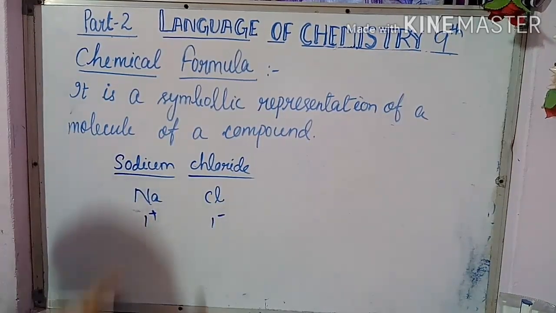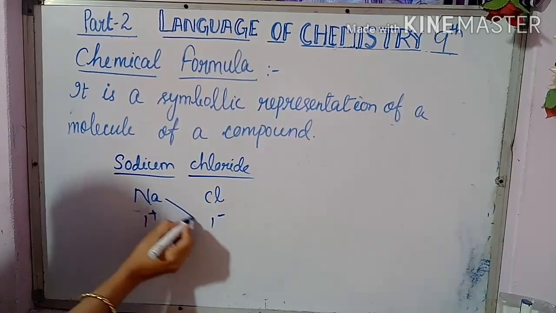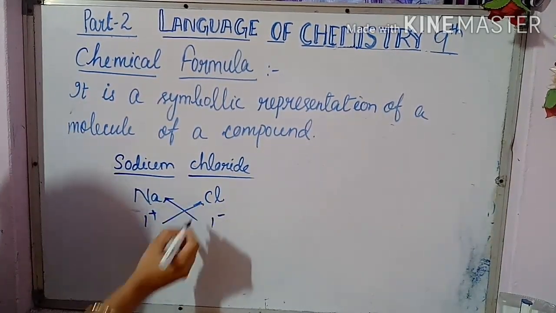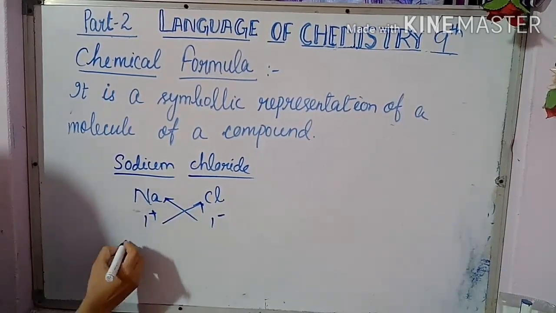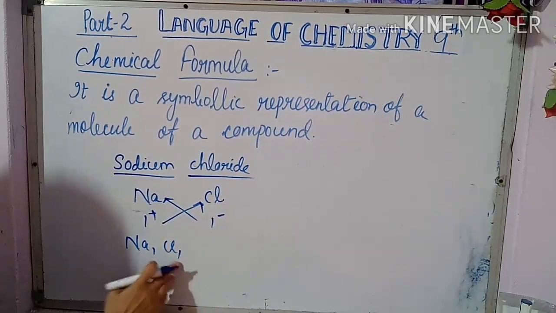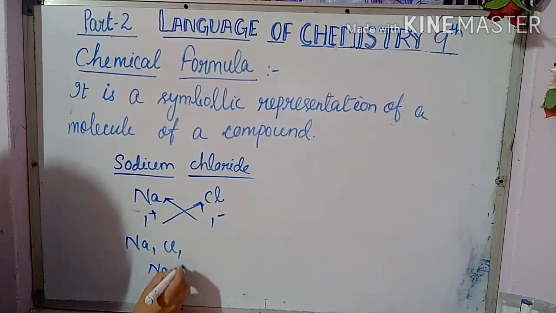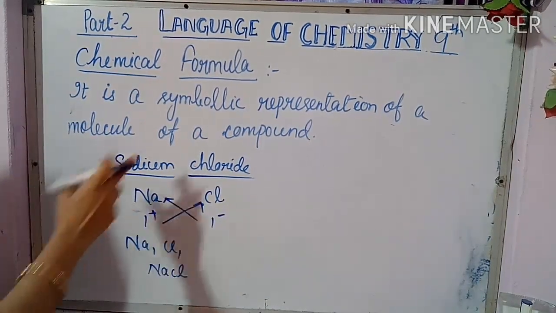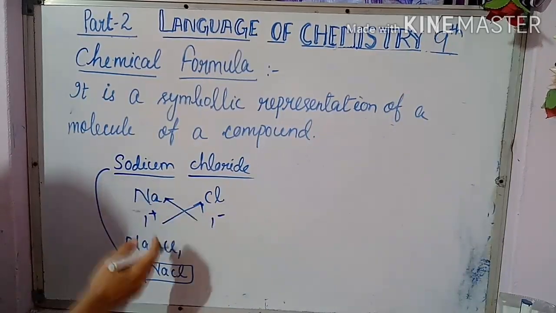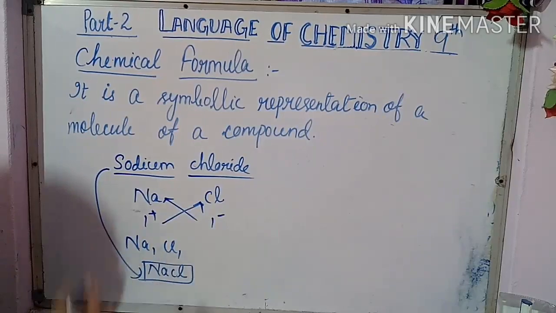1 minus. Now exchange these valencies, means this one will go to Na and this one will go to Cl. Exchange it. How will it become? Na1, Cl also 1. Now no need to write 1, 1. So it will only be NaCl. So your formula of sodium chloride is NaCl. It is the derivation of how to derive the formula, but you only have to write NaCl.